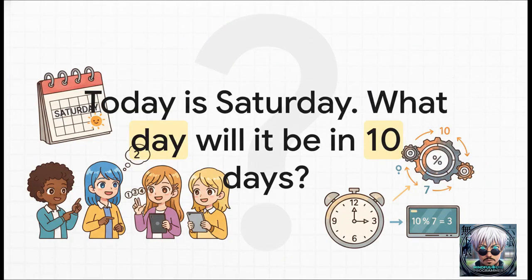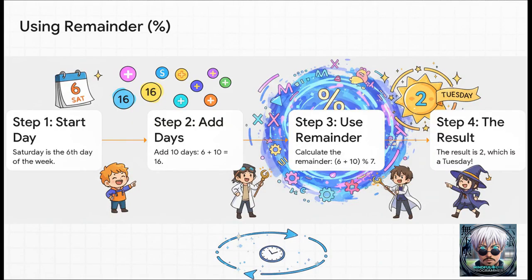Imagine it's Saturday, and you need to figure out what day of the week it's going to be 10 days from now. Sure, you could count it out on a calendar, or you could let the remainder operator do all the hard work for you. Okay, so check this out. Let's pretend Saturday is day 6 of the week. We add 10 days to that, which gets us to 16.